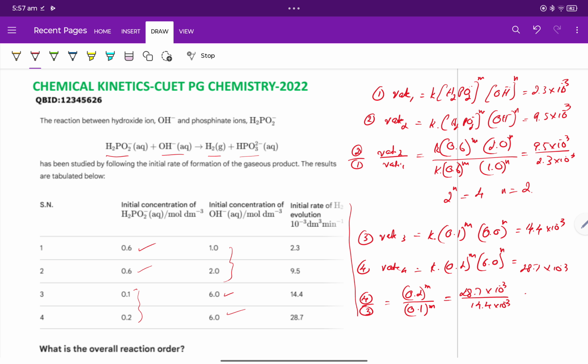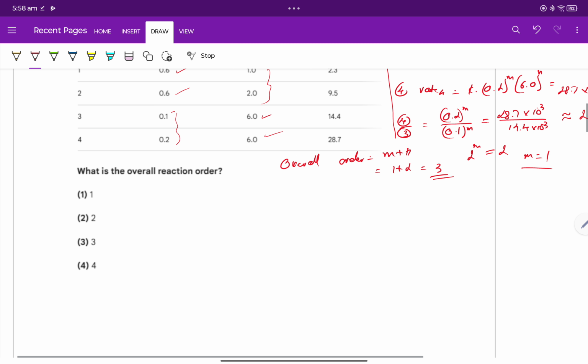14.4 and 28.7 is approximately 2, and 0.2 by 0.1 is also 2, so 2 to the power of m is equal to 2, so m should be equal to 1. So you have got m equal to 1 and n equal to 2. So what will be the overall order? The overall order will be equal to m plus n, which is 1 plus 2, that is equal to 3. So once you check the options, the correct one will be the third option.